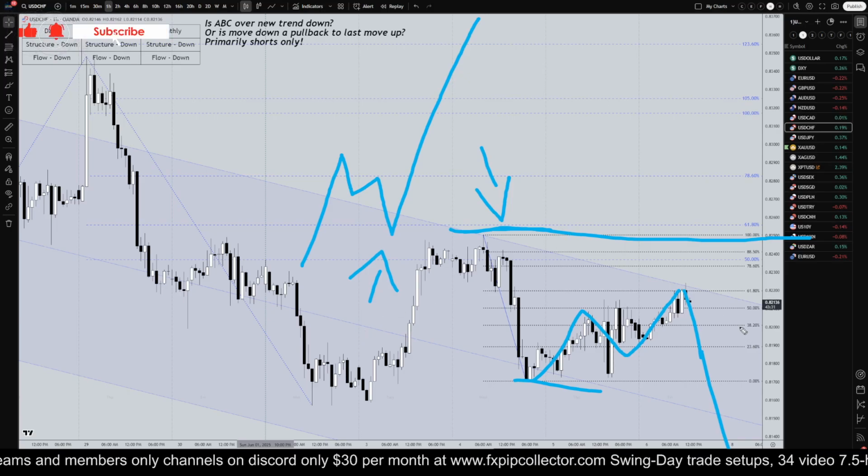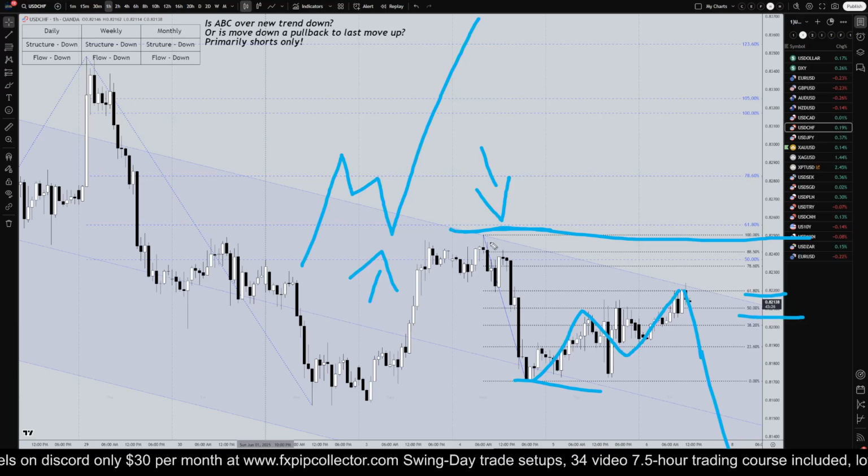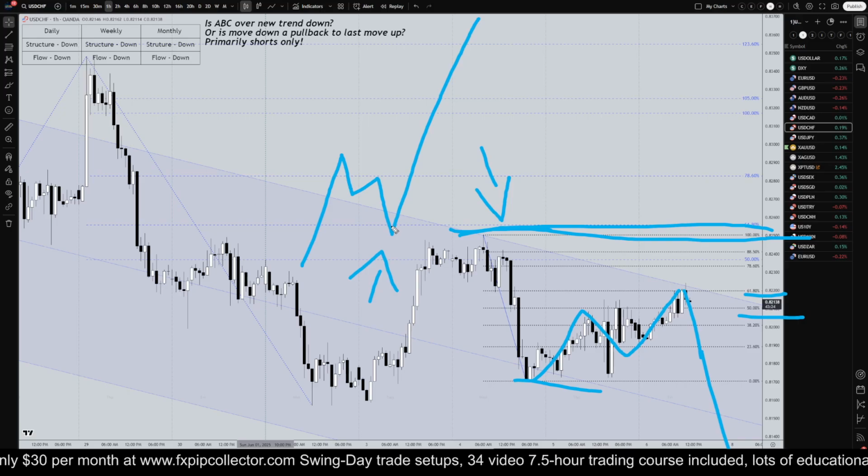So whether it goes up, whether it goes down, I think we have a plan. If we get a nice Fibonacci bounce, we'll go short. If we get a break of structure, we'll wait patiently for a decent pullback, and then we'll go long.